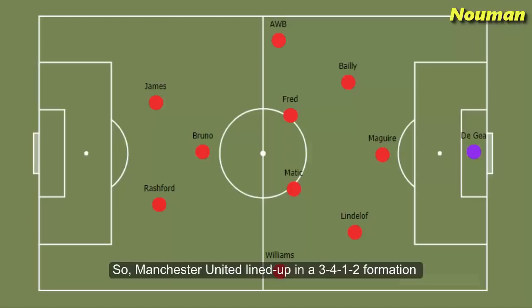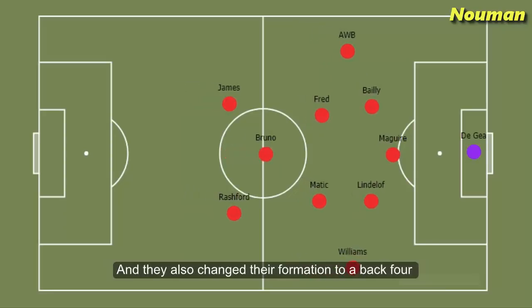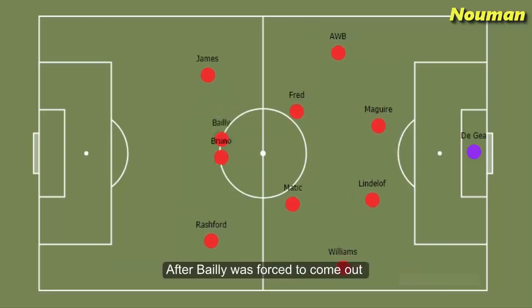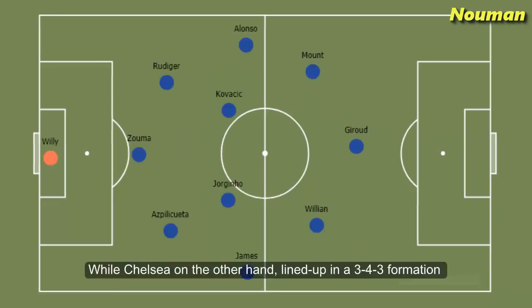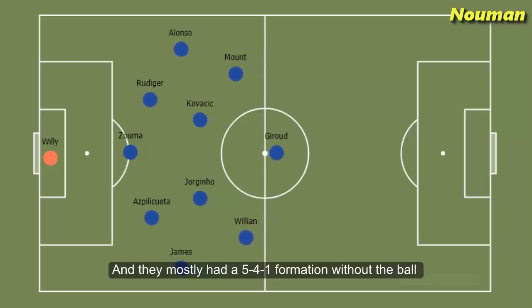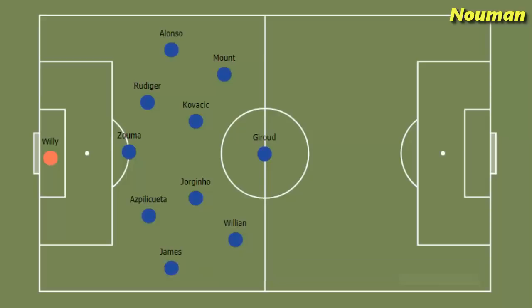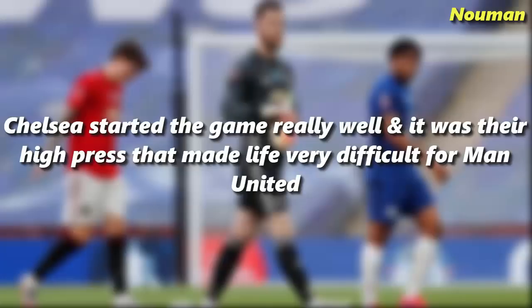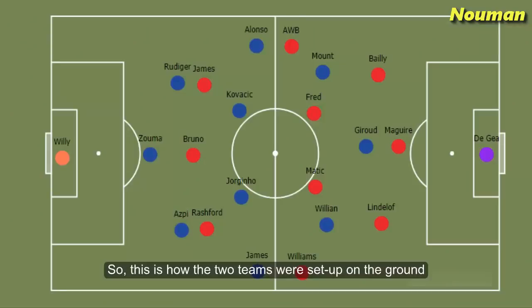So Manchester United lined up in a 3-4-1-2 formation, which mostly changed to a back 5 without possession. And they also changed their formation to a back 4 after Bayly was forced to come out. While Chelsea, on the other hand, lined up in a 3-4-3 formation, which also changed to a back 5 without possession. And they mostly had a 5-4-1 formation without the ball, with both Willian and Mason Mount dropping in the midfield without the ball. Chelsea started the game really well, and it was Chelsea's high press that made life very difficult for Manchester United. So this is how the two teams were set up on the ground.